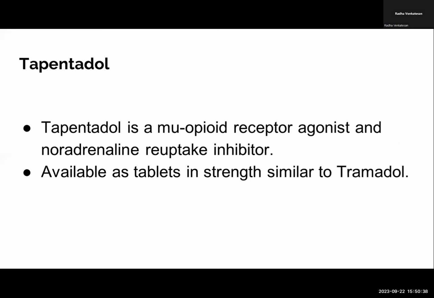Next is tapentadol. It is very much similar to tramadol. Literally the mechanism of action, everything is the same, and it is available in strengths as 50-100 milligram tablets, and mostly the maximum dose, everything is like tramadol. Only thing, availability: in some places it's available, some places it may not be available, but the preparation and usage are like tramadol. Next slide, please.